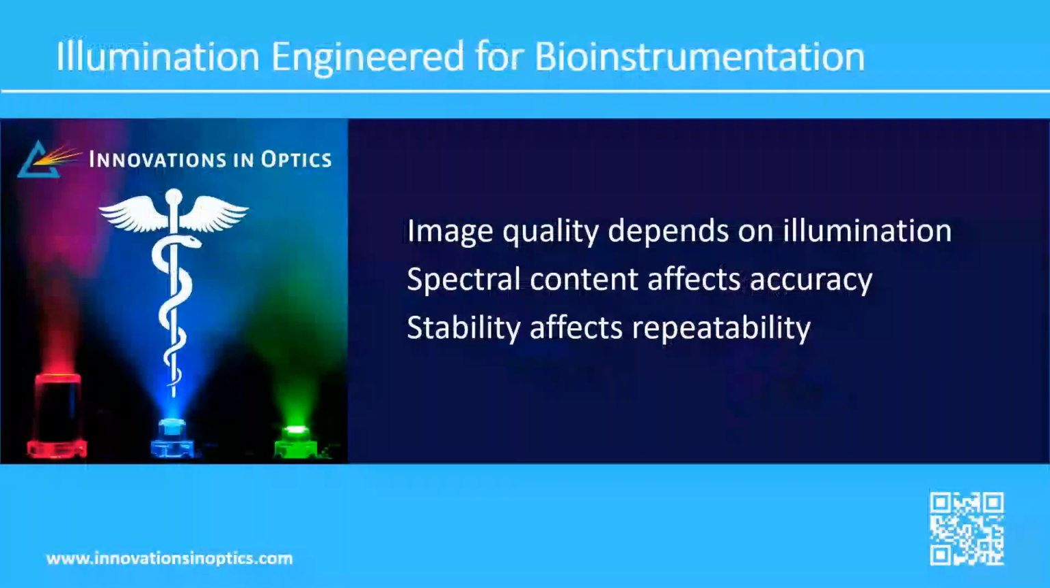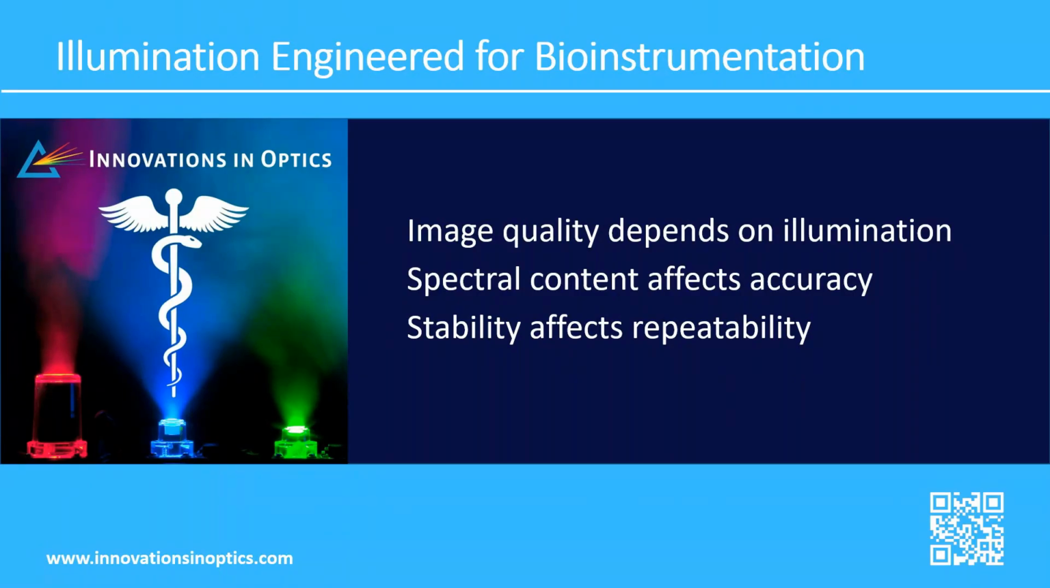So before looking at specific applications, it's useful to step back and consider the role illumination plays within a biomedical instrument. The illumination system has a direct impact on the quality and reliability of the information being collected. Image quality depends on delivering sufficient light to the target while maintaining uniformity, contrast, and signal-to-noise ratio. The spectral content of the light influences what biological features can be visualized, measured, or distinguished.